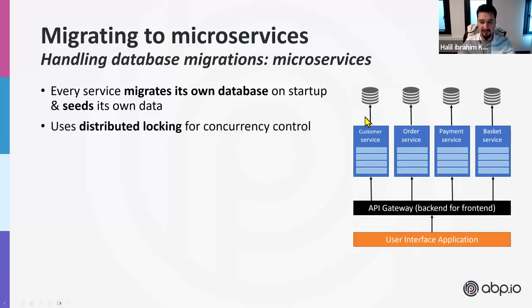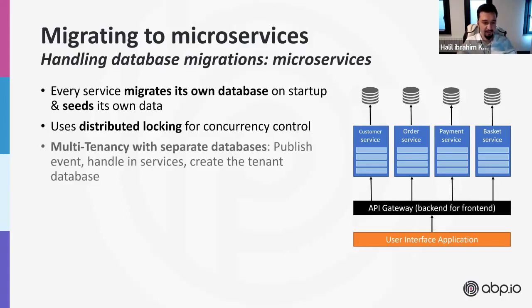Think about it: if, for example, your customer module may have 5 copies running concurrently, and you don't use some concurrency control system, then all the services may try to migrate the database at the same time. So you will have maybe database corruption problems or at least some kind of errors.